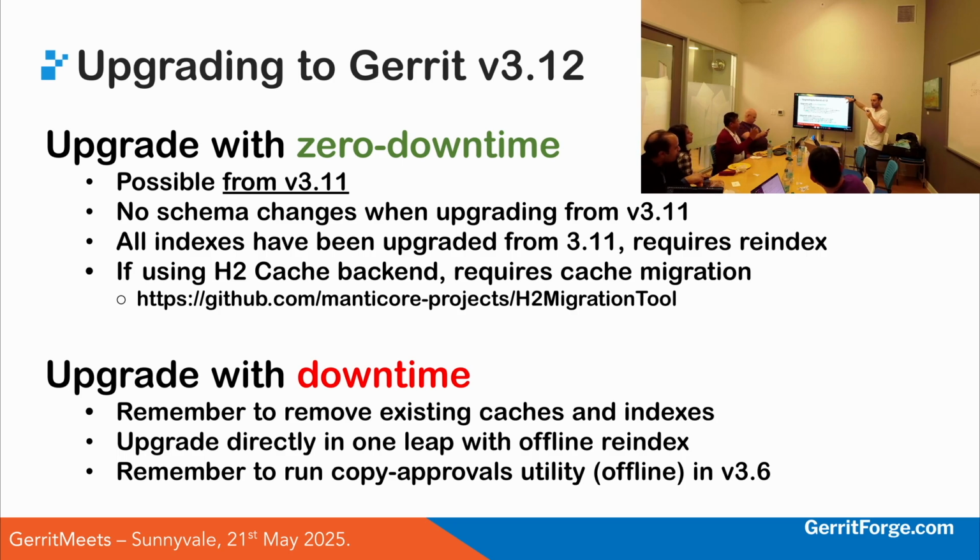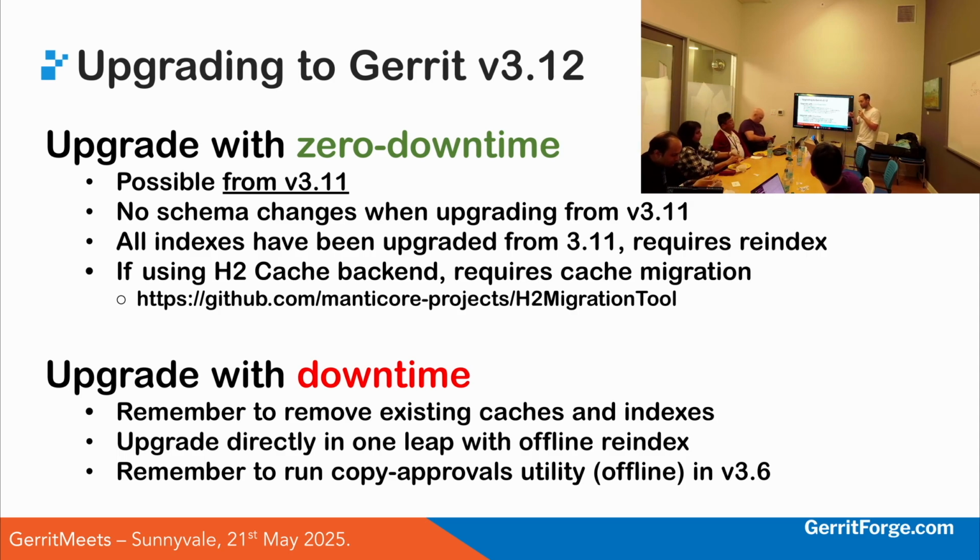So we're assuming that you're in HA or multi-site, and so you can upgrade one node at a time and then upgrade the other nodes and do a canary release or rolling upgrade of all nodes as you see fit. You can also upgrade with downtime. I mean, you can upgrade with downtime from whatever version you want, really. But when specifically upgrading to cache indexes, to 3.12, you need to remove the caches and the indexes because they need to be recreated. And you can upgrade in one leap with offline reindex.